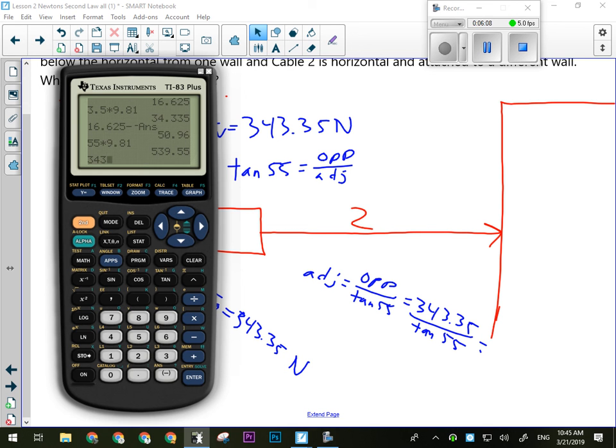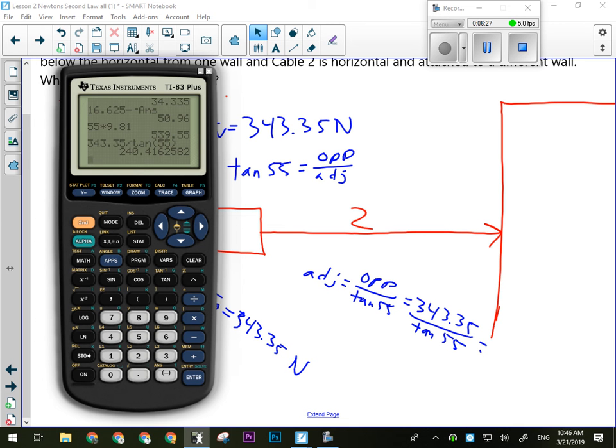That's where I got the 55 for the mass. I was looking at the angle. Okay, 343.35 divided by the tan of 55. Okay, so there's 240 newtons worth of force in cable 2. So I would say 240 newtons, right.